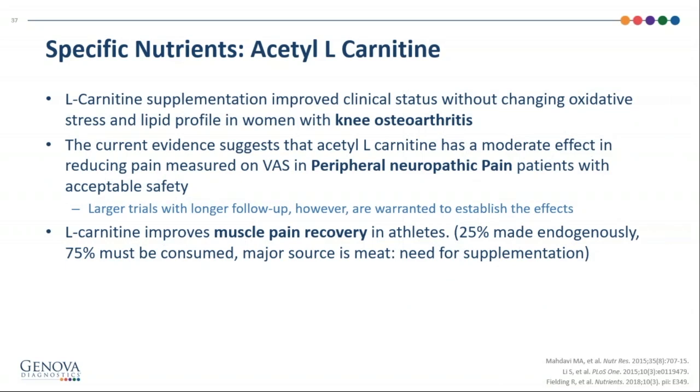L-carnitine. Although in the Genova NutrEval, you will not get a recommendation for L-carnitine. I'm going to show you in the NutrEval where you can see that L-carnitine is needed. And it's really important for knee osteoarthritis as well as peripheral neuropathic pain and muscle pain recovery in athletes. And I'm going to show you, you need this to be able to get your free fatty acids into the citric acid cycle to be used as energy.